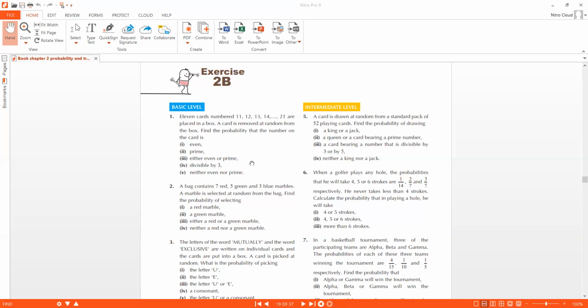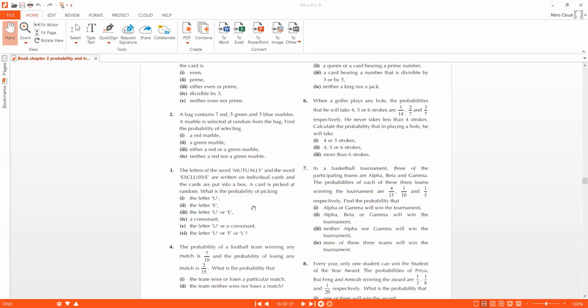Divisible by 3: you have 12, 15, 18, and 21. So 4 out of 11. Or neither even nor prime: you do 1 minus 9 over 11, so that's going to be 2 over 11. Very nice. Fine.